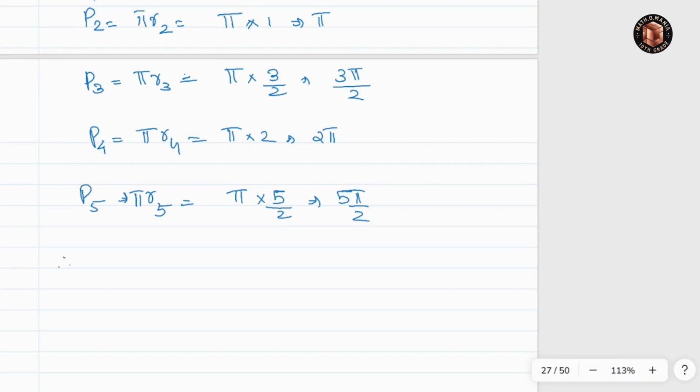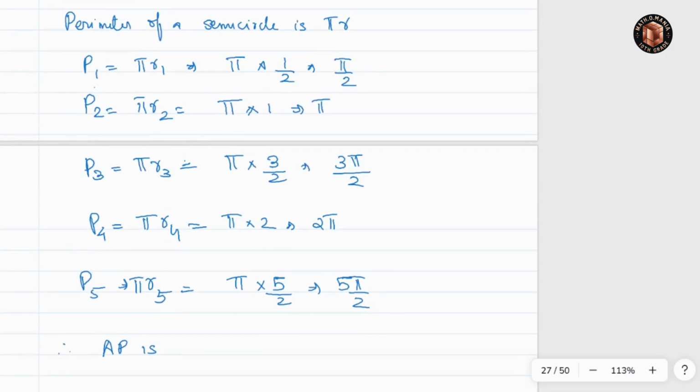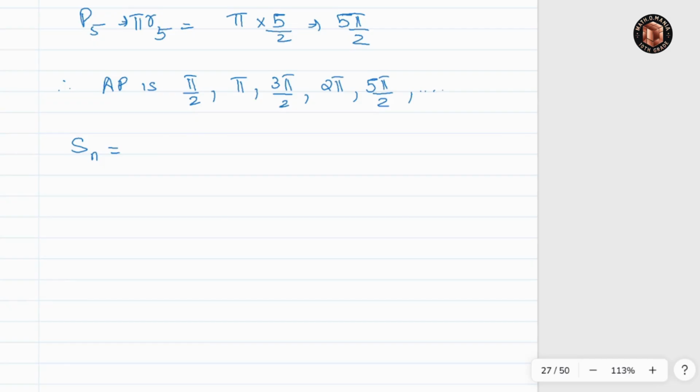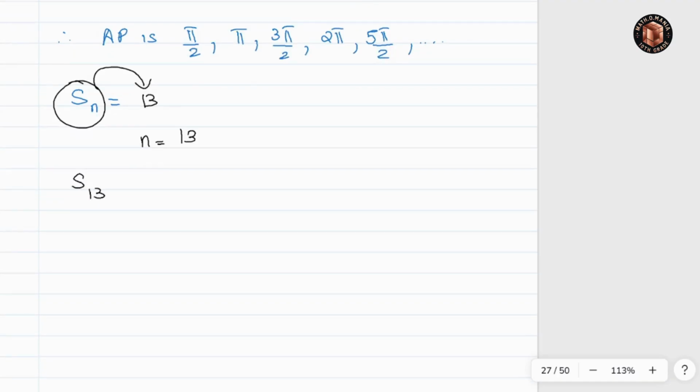Therefore, we got our AP, right? Our AP is pi by 2, then comes pi, then comes 3 pi by 2, then comes 2 pi and 5 pi by 2. Similarly, till where? Till the semicircle we need to find. Sn is for 13 semicircles, which means our n is going to be 13, right? That is S13 equal to, now let's write our equation.